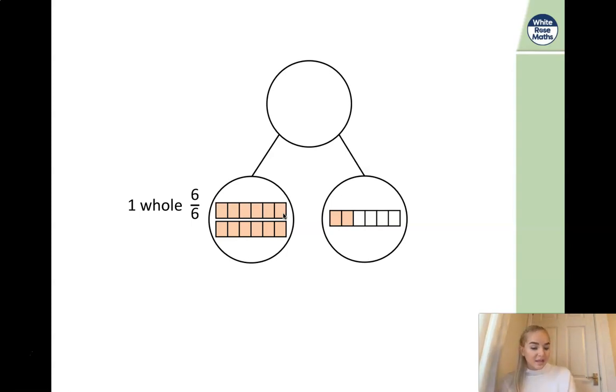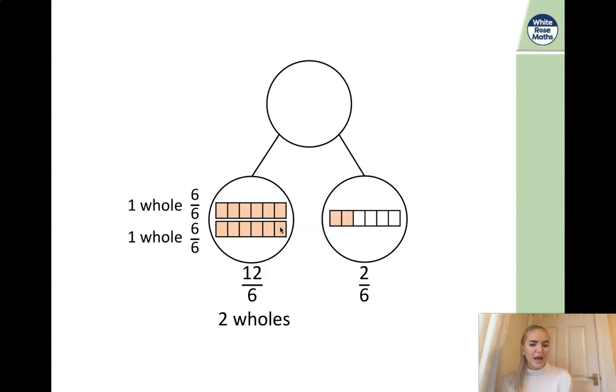And then in my second bar, we have got another 6/6, which is the same as another whole. So altogether for this section, we have got 12/6, and we can see that that is the same as how many wholes? 2 wholes. Fantastic. And in the second part of my bar model, I can see that I do not have a full bar. I only have 2 out of those 6 that are shaded in. So this fraction represents 2/6.